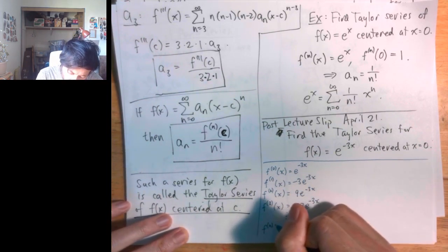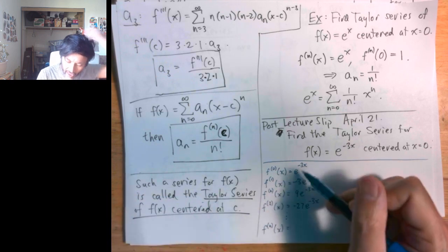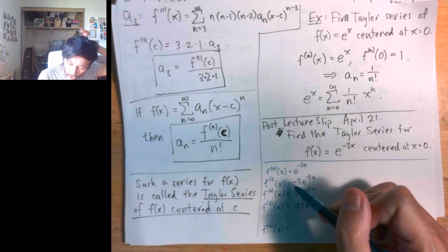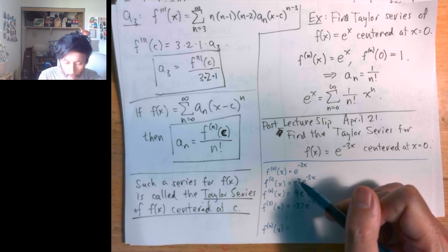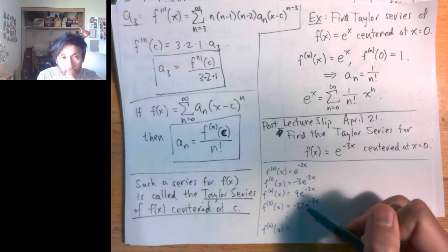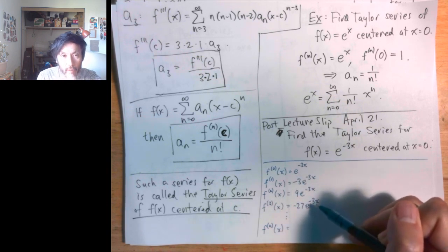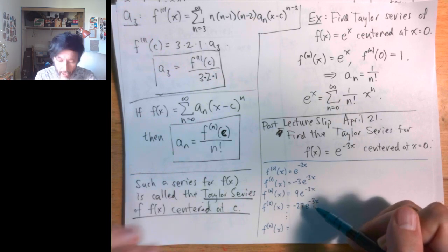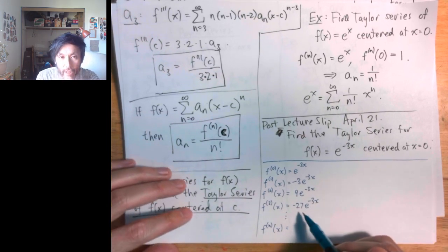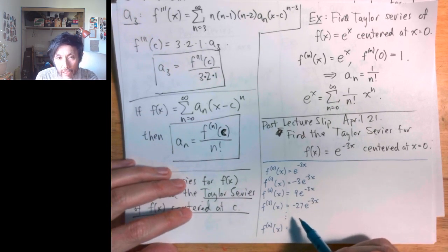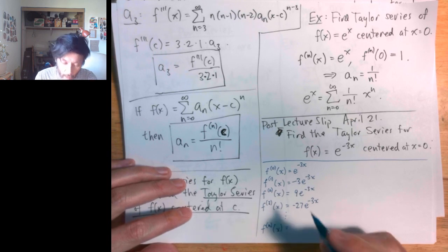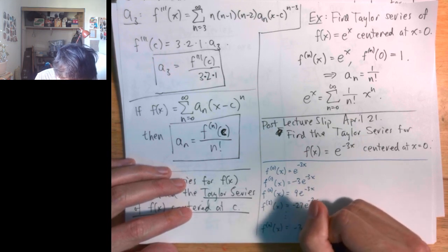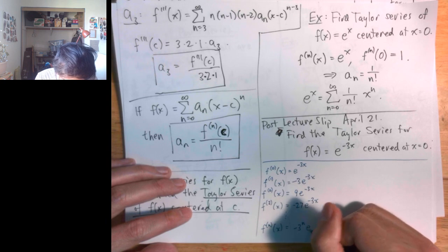And I think, if you're paying attention, what you're seeing is factors of negative 3 piling up here in front of e to the negative 3x, right? And for the nth derivative, how many factors of negative 3 are we going to see? We're going to see n of them. So this is going to be negative 3 to the nth power times e to the negative 3x.